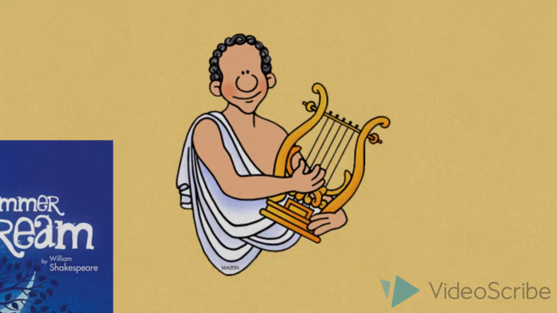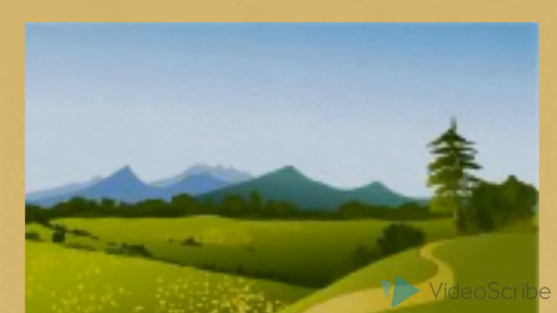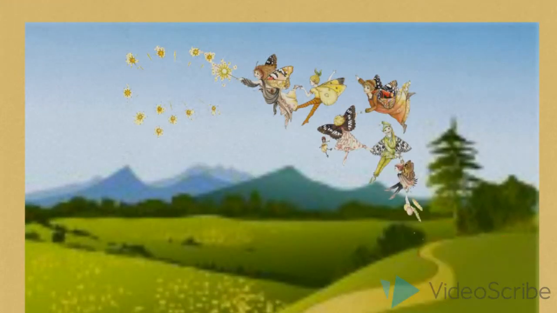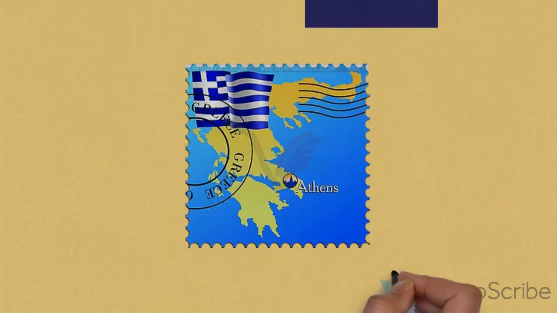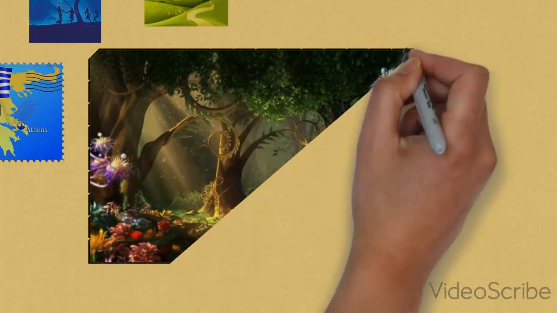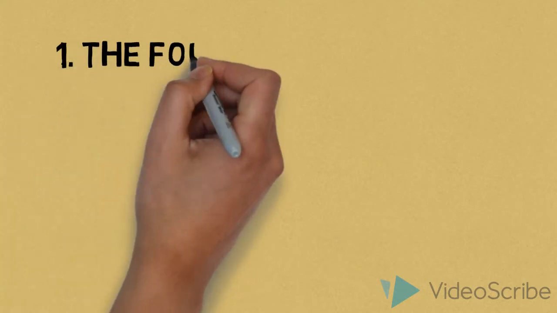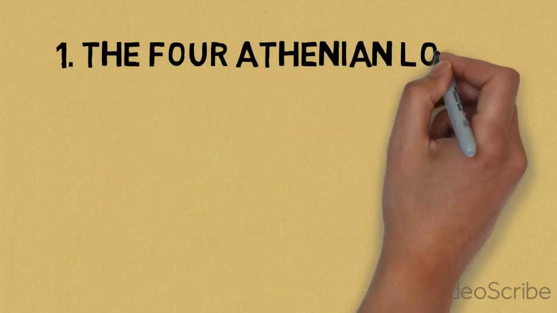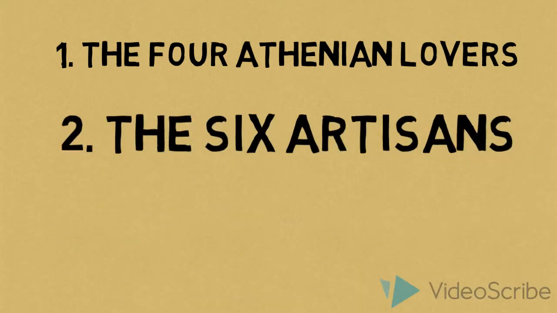The play draws on Greek mythology and English country fairy lore. It is set in Athens in Greece, but most of the action takes place in a nearby forest, under the light of the moon in the realm of the fairies. The play features three interconnecting plots: the four Athenian lovers, the 6 artisans, and the fairies.